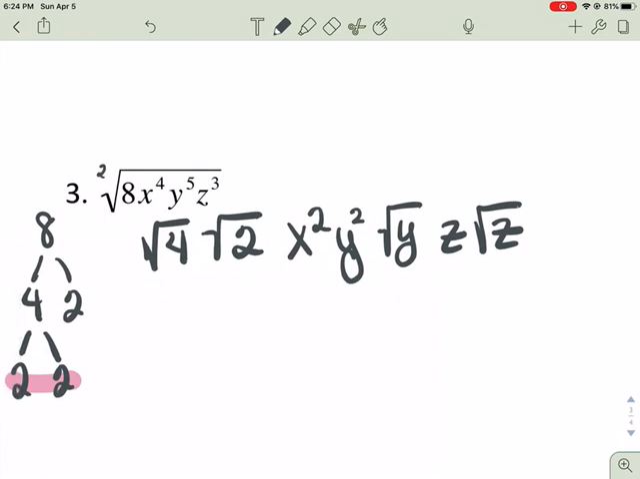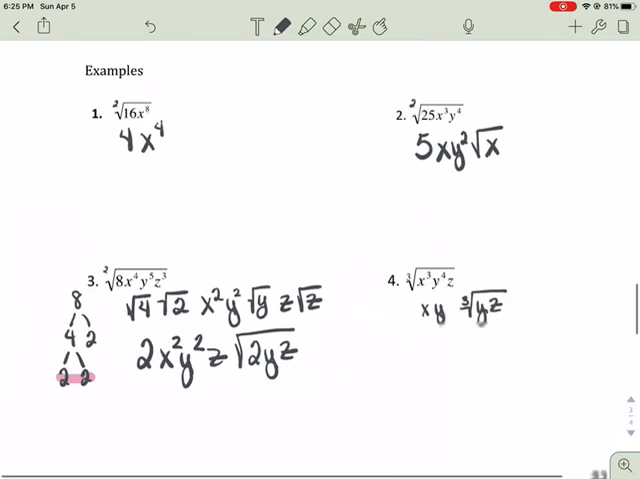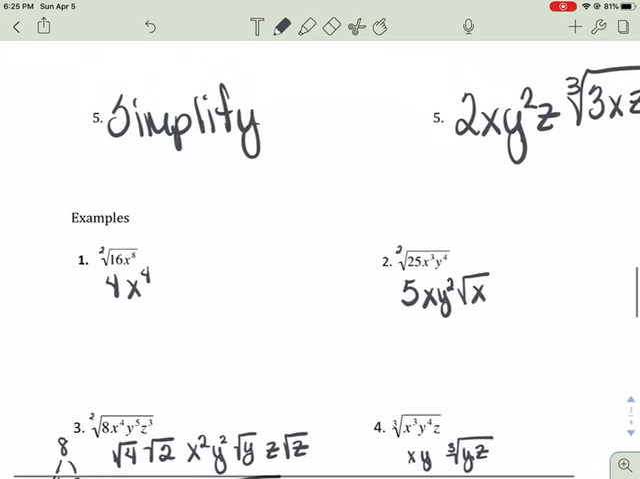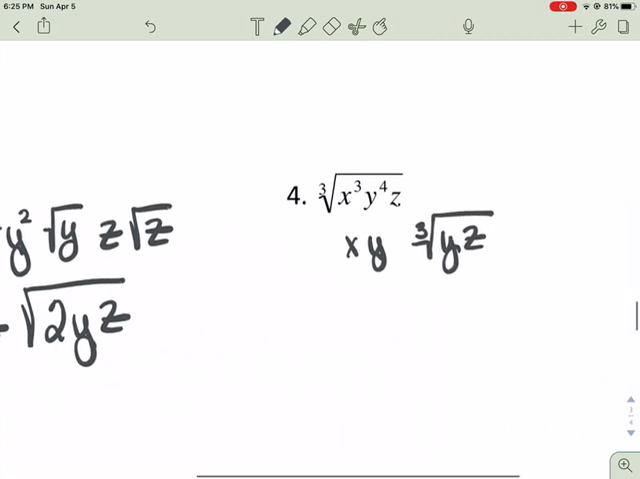So do what we did in the problem. We're going to simplify this down. I'm going to take all the guys that are on the outside of our radicals and put them together. So 2x squared y squared z. And then what's underneath our radical is 2yz. And there's your solution. All right, so pause the video and try doing the next 3 on your own.